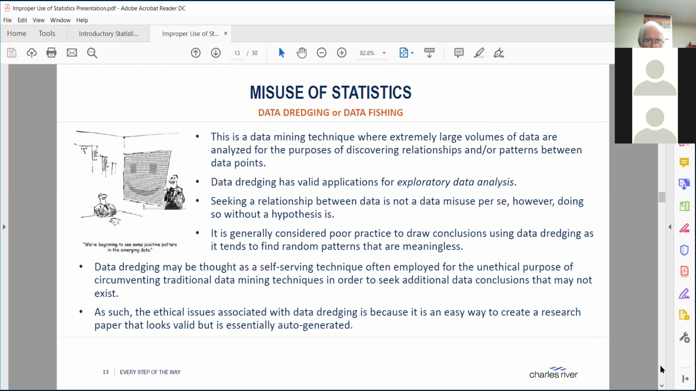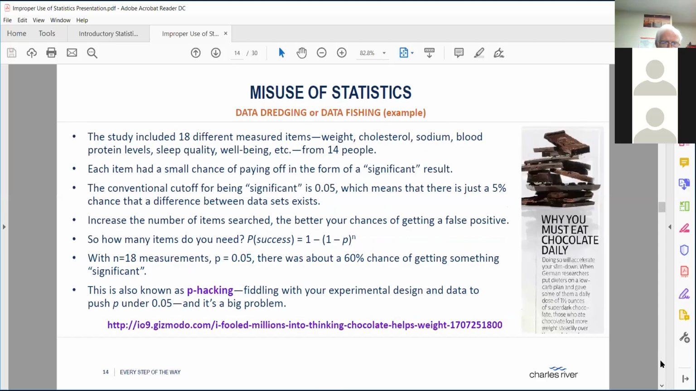So we often will use what we call data mining or data fishing, where we are going through large volumes of data to try and find relationships. And unfortunately, the more data you have, the more likely you are going to be finding relationships. And it really isn't a good practice to do that. You're not likely to be involved in that.